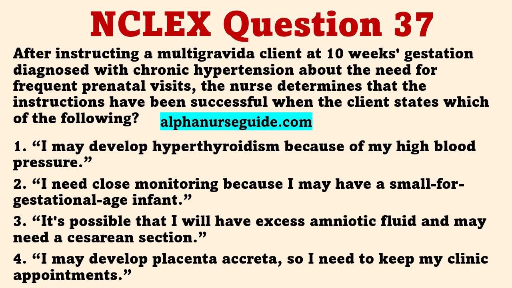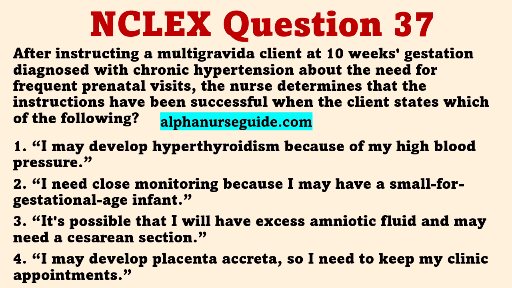After instructing a multigravida client at 10 weeks gestation diagnosed with chronic hypertension about the need for frequent prenatal visits, the nurse determines that the instructions have been successful when a client states which of the following? 1. I may develop hyperthyroidism because of my high blood pressure. 2. I need close monitoring because I may have a small for gestational age infant. 3. It's possible that I will have excess amniotic fluid and may need a cesarean section. 4. I may develop placenta accreta, so I need to keep my clinic appointments.